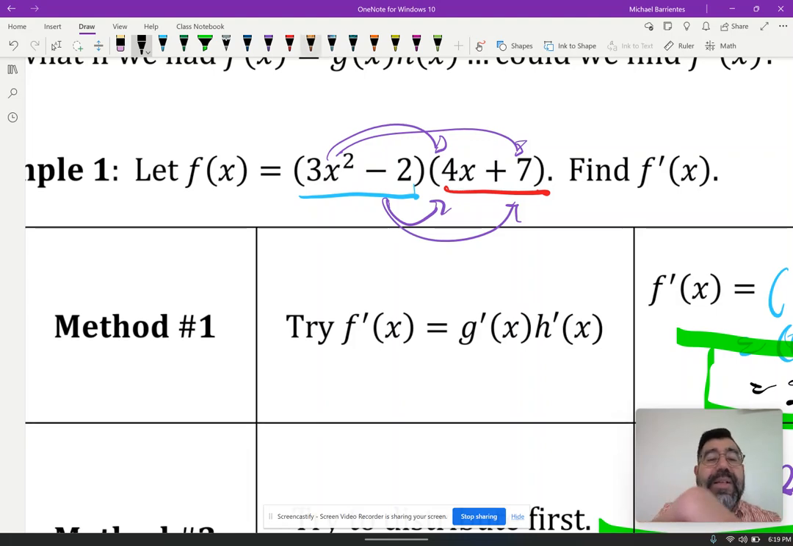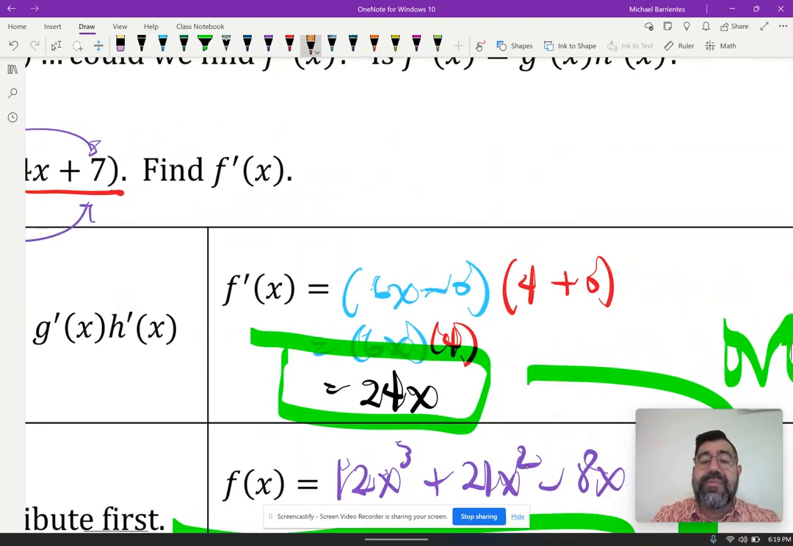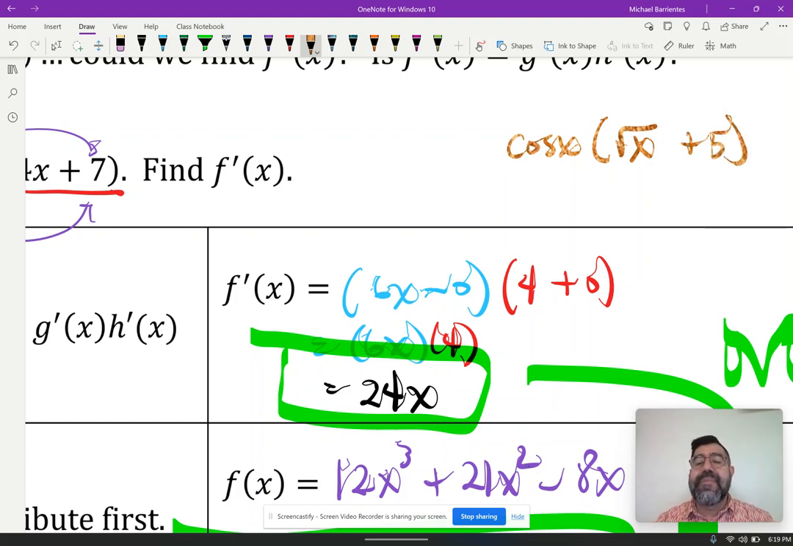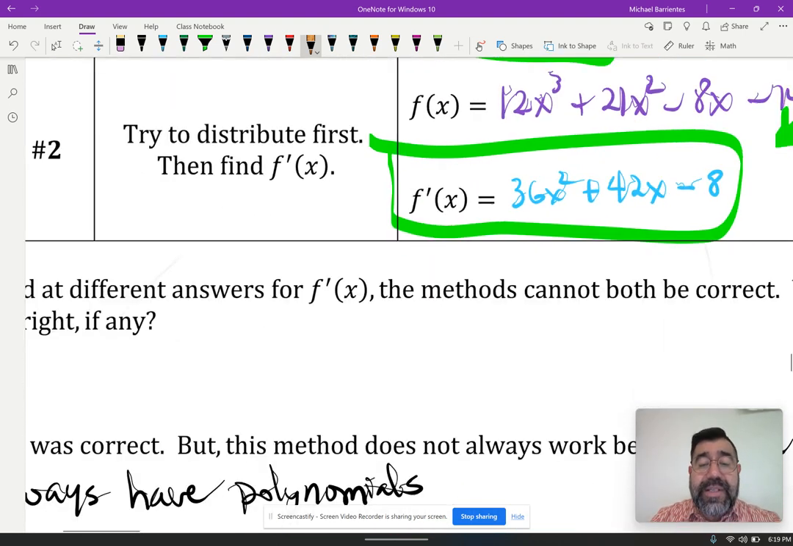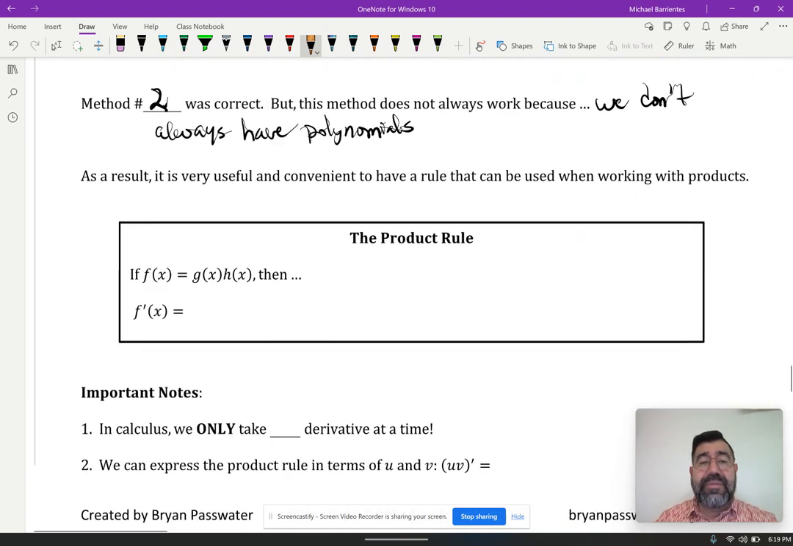But what if it was something like, I don't know, cosine x times the square root of x plus 5? Well, you could say, well, I'm going to multiply this out. Well, you're right, but now you're going to have a product here and then a product there, and how does that work? So the moral of the story is we need a better rule. And the way we do that is with the product rule.